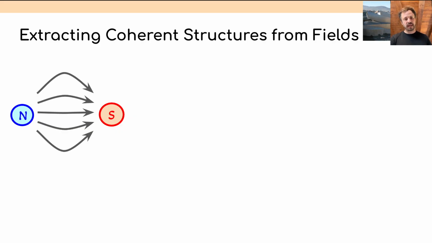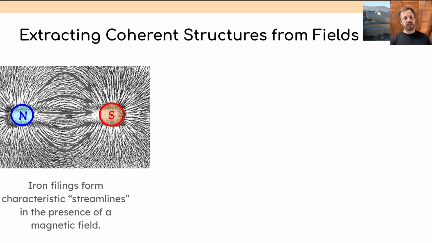So if you take a magnet and you bring it close to a sheet of paper, and you sprinkle iron filings on the sheet of paper, the iron filings exhibit a characteristic pattern, which follows the streamlines of the underlying vector field.